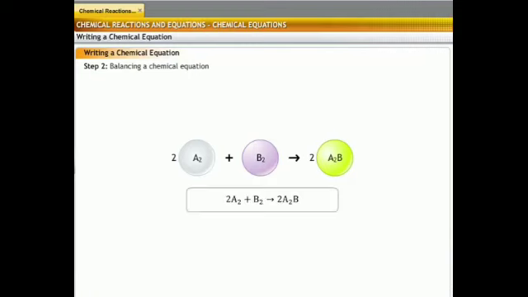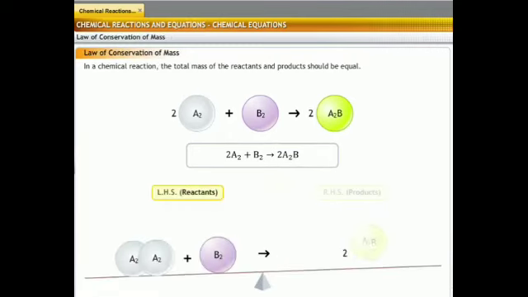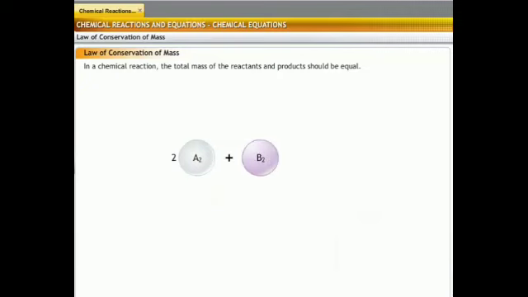A2 plus B2 forms A2B. In this reaction, the number of atoms of reactants and products are not equal. So to verify the law of conservation of mass, we should make the numbers of reactants and products equal, so that they can verify the law of conservation of mass. Now what are the steps? How to balance?